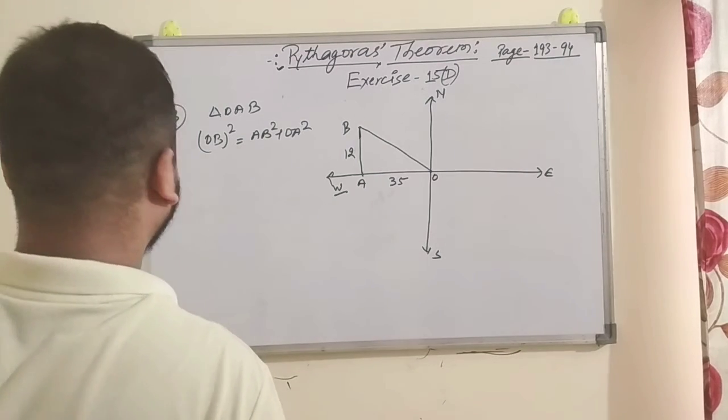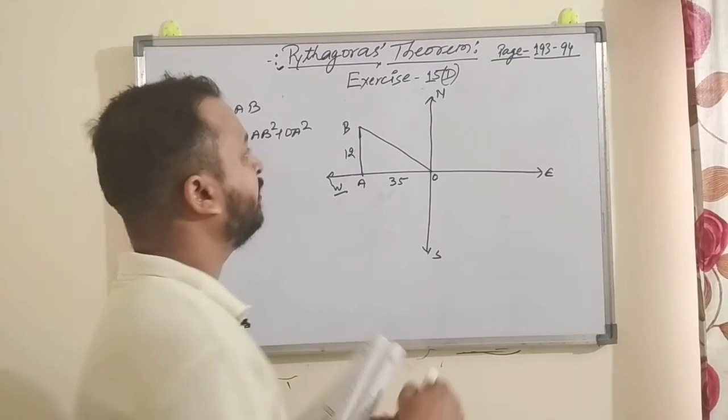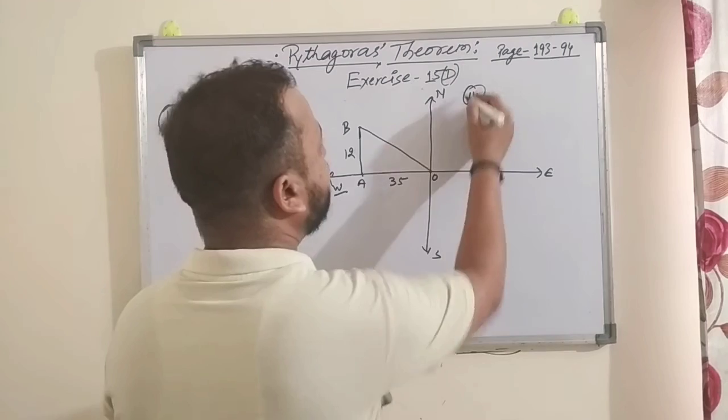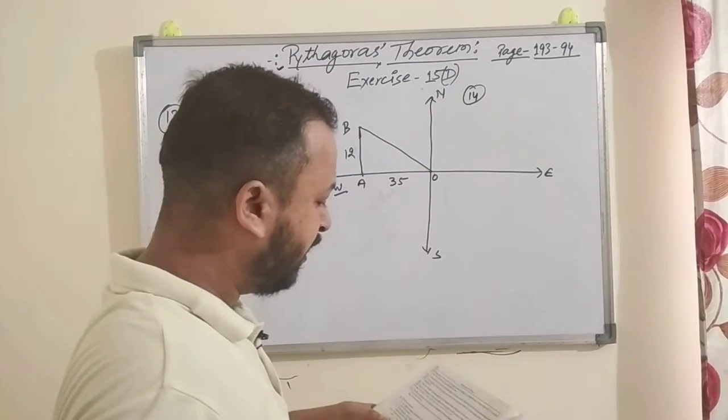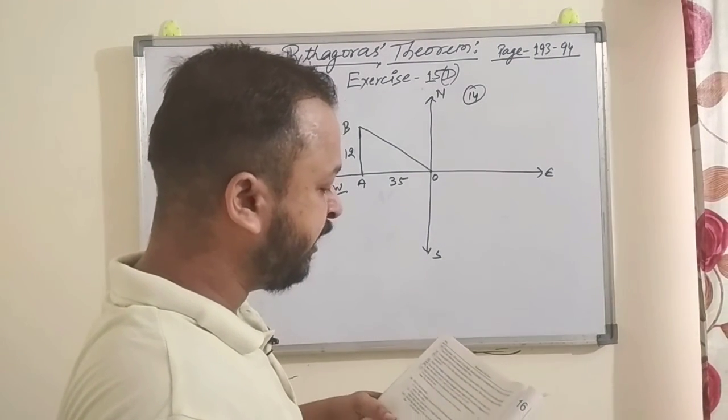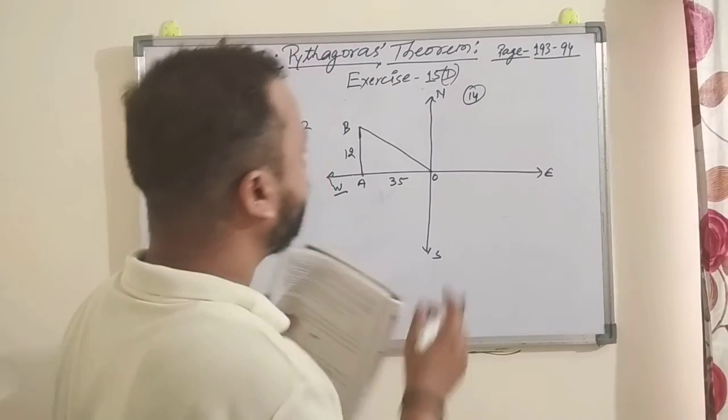Now come to question number 14, right? In question number 14, a man goes 3 km due north and 4 km due east.